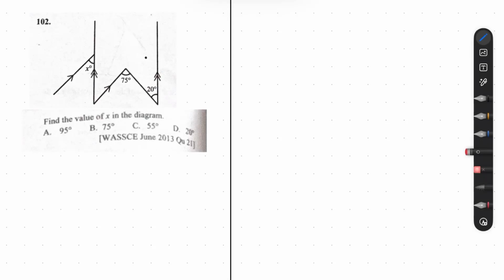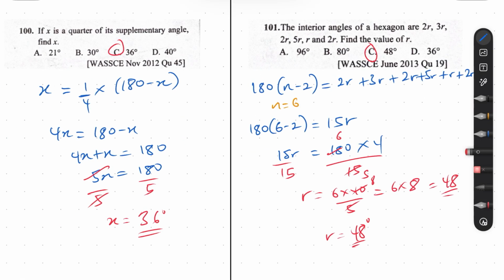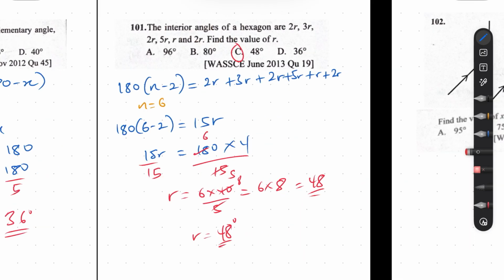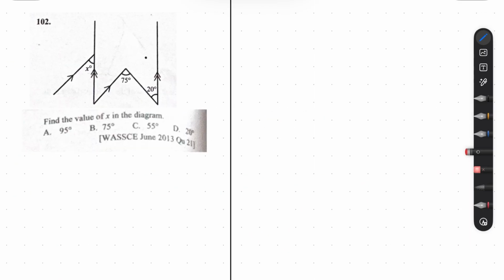Welcome to another session in this series. In the previous session, you ended on question number 101. So in this session, we start with question number 102.